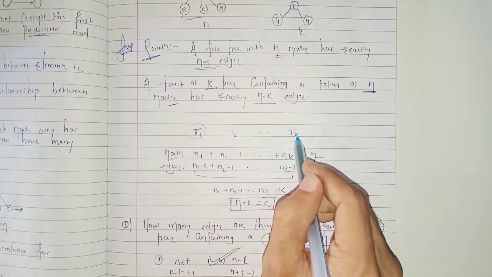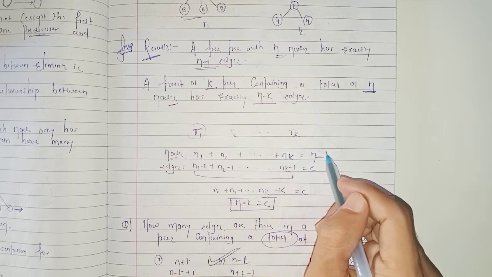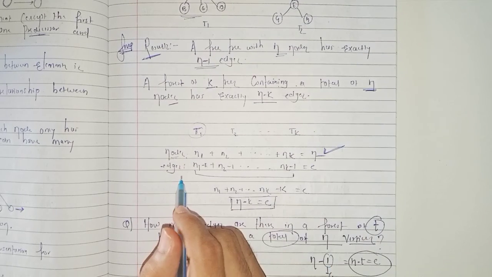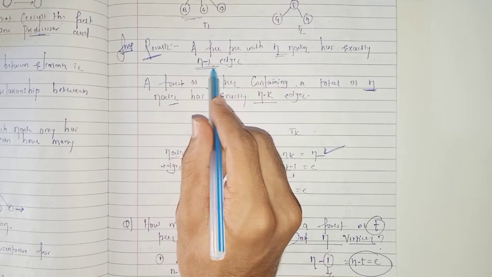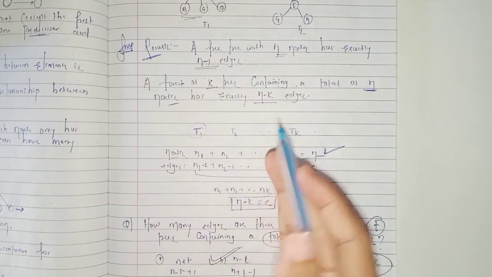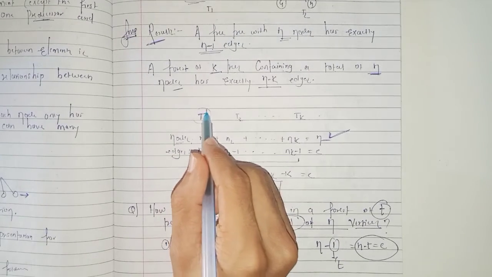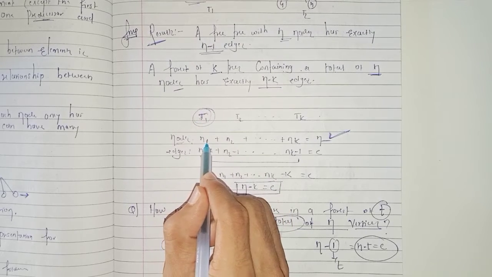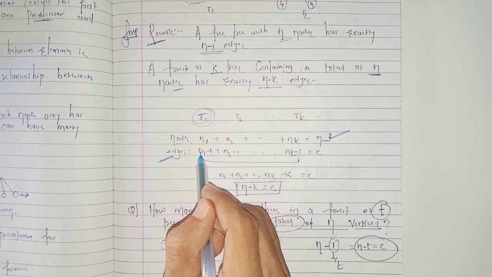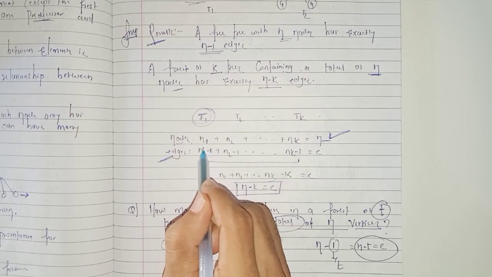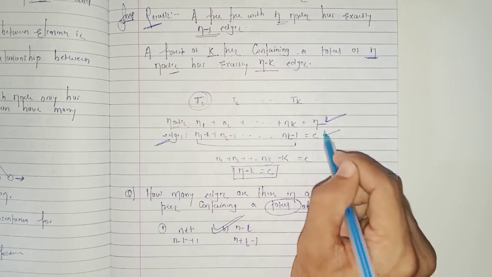Likewise, tk tree will contain n number of nodes, and the summation of all these nodes will be n only. From the above result we have derived that the number of edges is less than 1 the number of nodes. So for the tree T1 we have n1 nodes, and the number of edges is n1 minus 1, and the overall summation will be e.